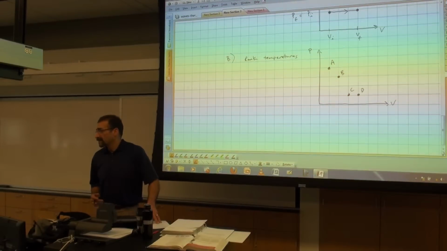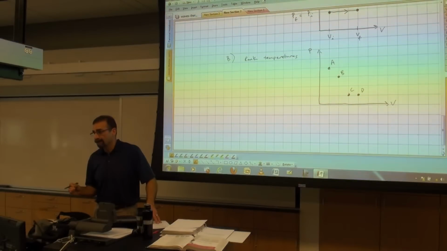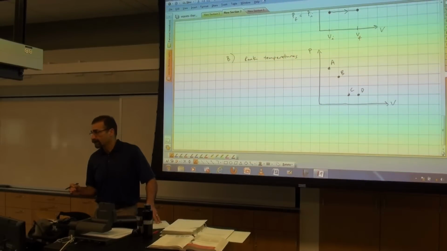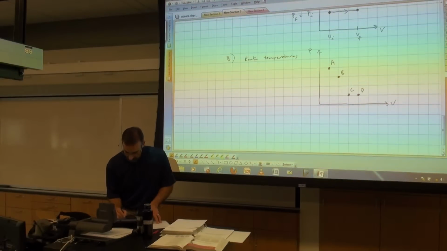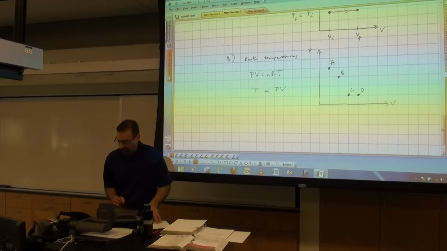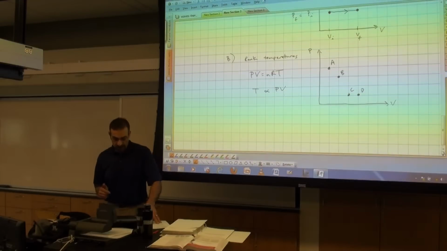What's the thought process here? T is proportional to P times V, because n and R don't change, so T is proportional to P times V.